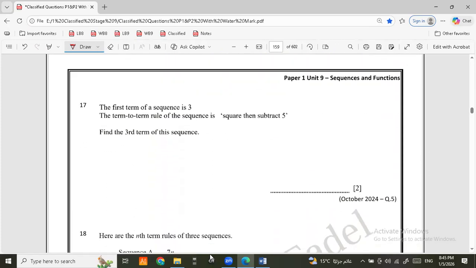Question 17. The first term of a sequence is 3. The term-to-term rule of the sequence is square, then subtract 5. Find the third term of the sequence. So 3 squared becomes 9. Minus 5 becomes 4. 4 squared becomes 16. Minus 5 becomes 11. So the third term is 11.